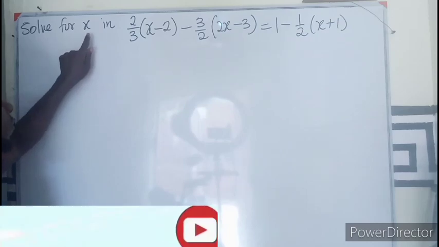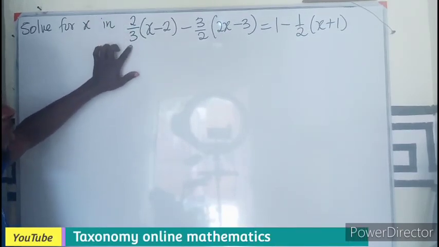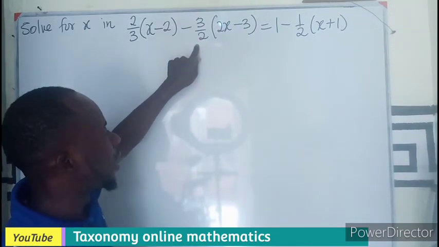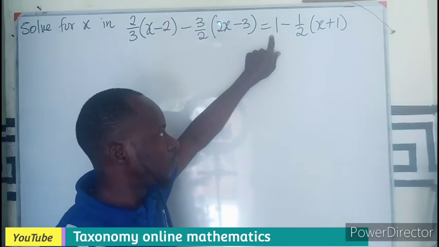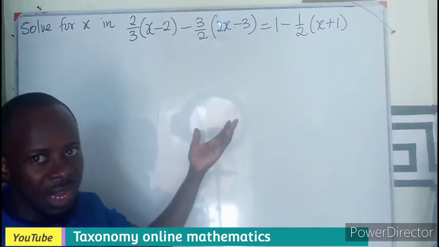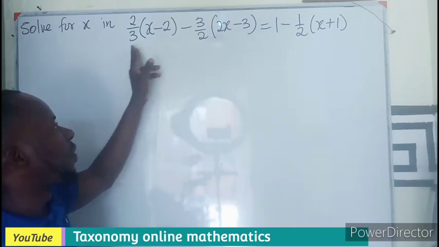We are to solve for what? x in this equation: 2 over 3 multiplied by (x minus 2) minus 3 over 2 multiplying (2x minus 3) equals 1 minus 1 over 2 multiplying (x plus 1). So this is an equation because of the equal sign, and it involves fractions.